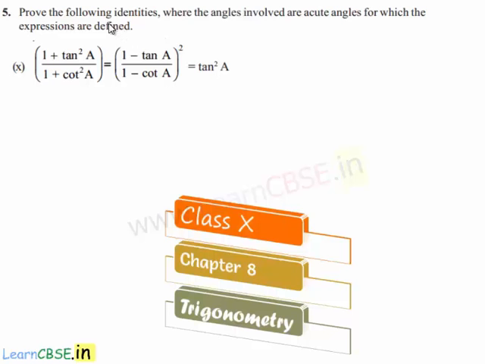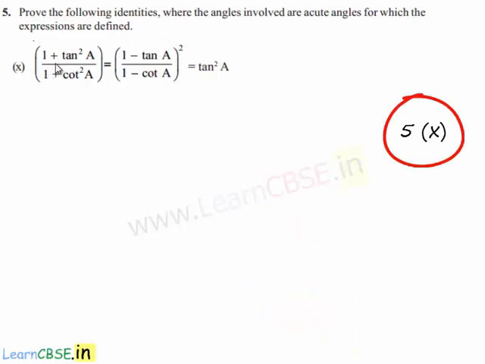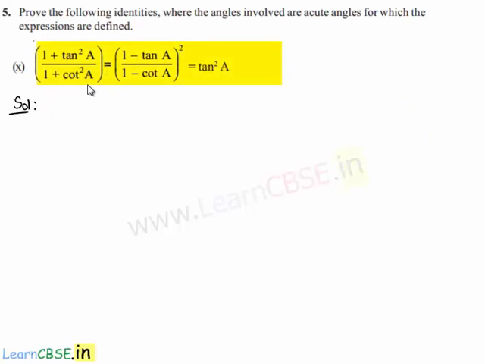Now moving on to the 10th bit of 5th question. Here he asked us to prove that (1 plus tan square a) by (1 plus cot square a) is equal to ((1 minus tan a) by (1 minus cot a)) whole square is equal to tan square a. In order to prove this equality, let us prove that the first expression is equal to the last expression, and the second expression is equal to the third expression. Thereby we can say that all the three expressions are equal.